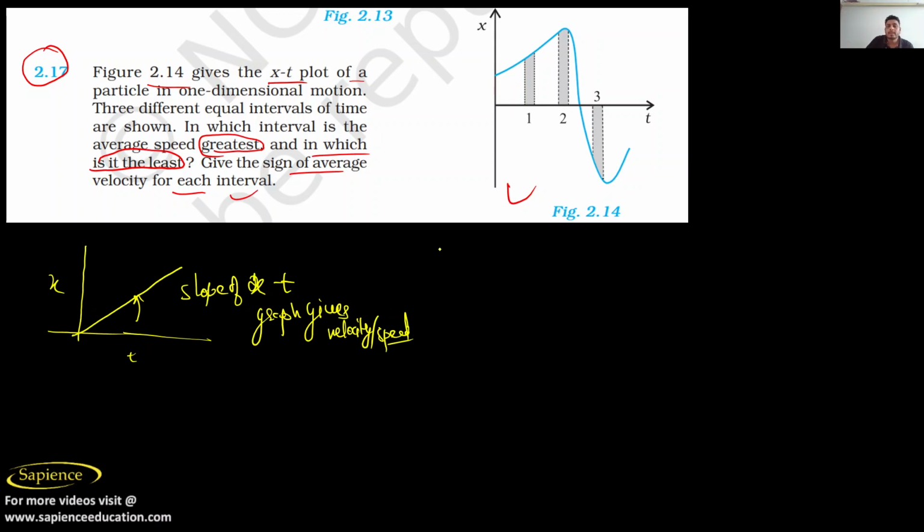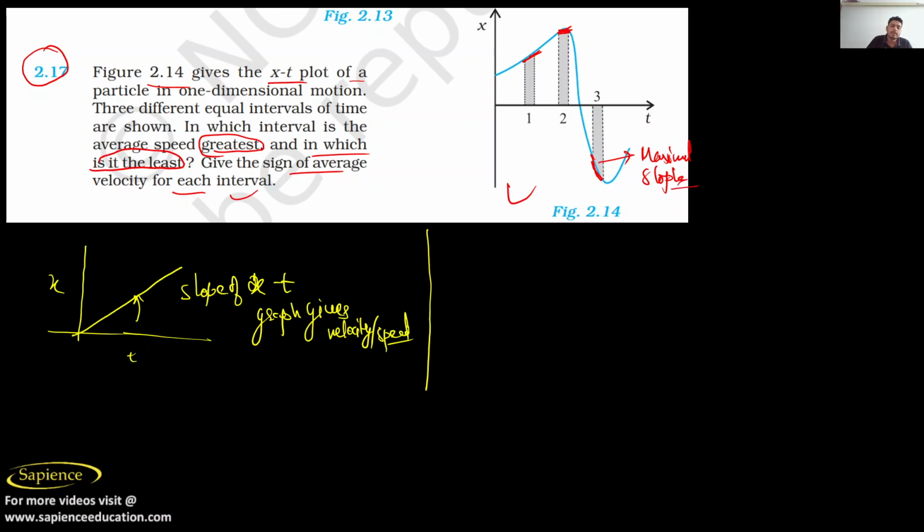Now they are asking which has the highest or greatest speed, and which has the least. So from the question we can say we need the one which has the maximum slope. See here, this is the slope, this is the slope, and this is the slope. Which has the maximum slope? Maximum slope means maximum inclination. From the figure you can see that this has the maximum slope and this has the minimum slope, right?